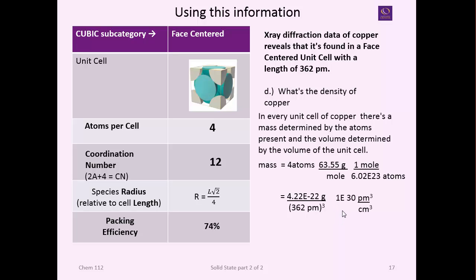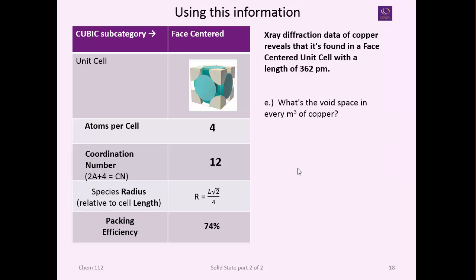And one last conversion we're going to make is just to get it back into grams per cubic centimeter, which is how density is usually expressed. We're going to put this general conversion factor in there, 1e to the 30th picometers cubed per centimeters cubed. Do this calculation, you get 8.90 grams per cubic centimeter, or 8.90 grams per mL. And this is fairly close to the density you'd find in the handbook for copper.